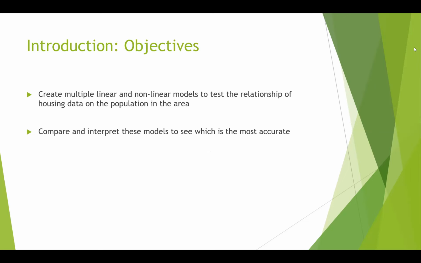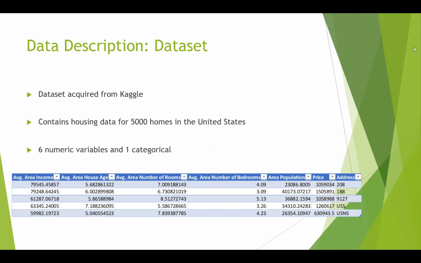So the objectives of this presentation are to create multiple models, both linear and nonlinear, to test the relationship between housing data and the population in the area that the house was built. And then I want to compare and interpret these models to see which of them is the most accurate. So I got this data set off of Kaggle. It contains various housing data for 5,000 homes all across the US. And there's a total of 7 variables, 6 numeric and 1 categorical. And here's a picture of the raw data set just so you guys can get a visual.